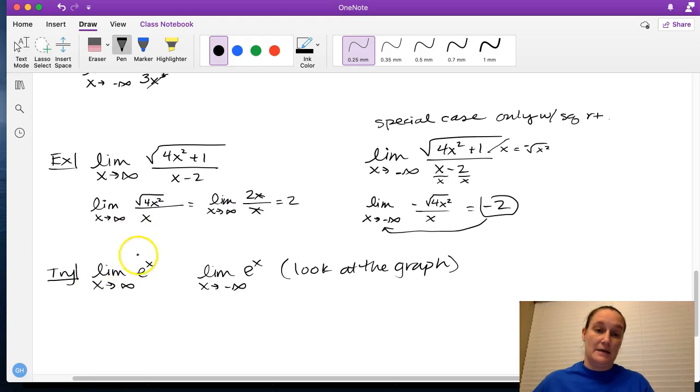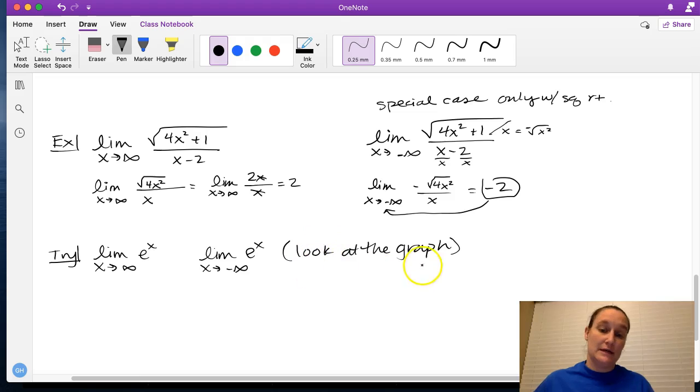Okay. And then you're going to go ahead and try this one. I gave you a hint. Look at the graph of e to the x to find these two.